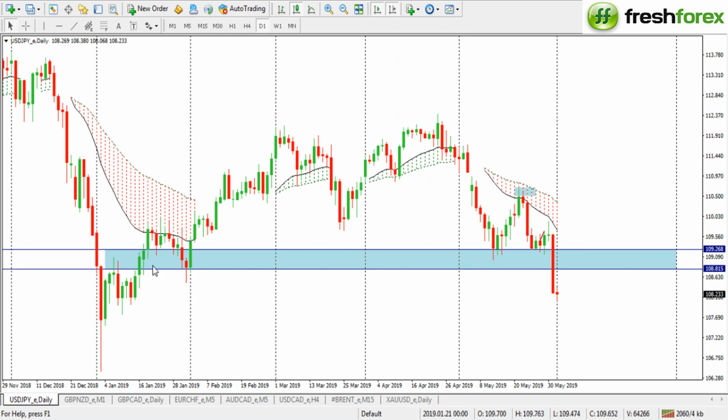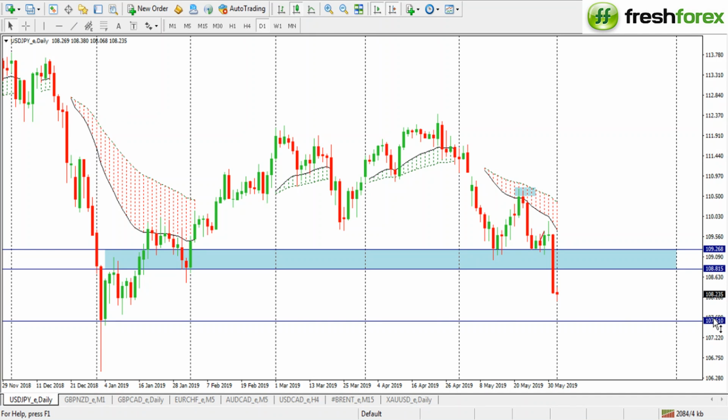Here we have a support, a resistance, a support. It went below. We want price to retrace back up to the same level so that you can sell it, up to somewhere around this point, 107.610. So USD JPY is a sell.